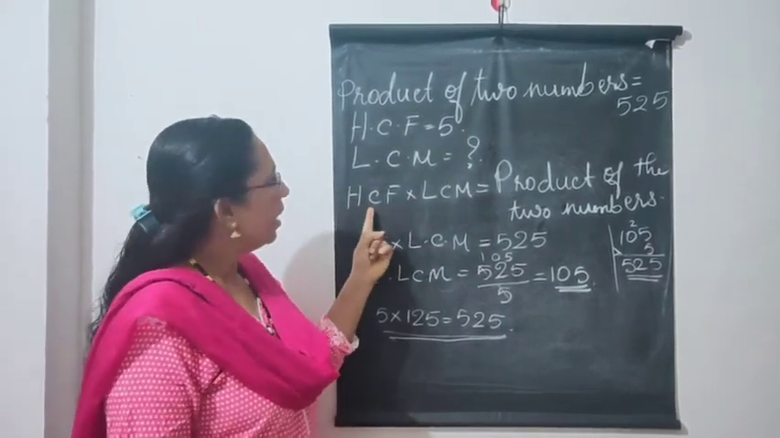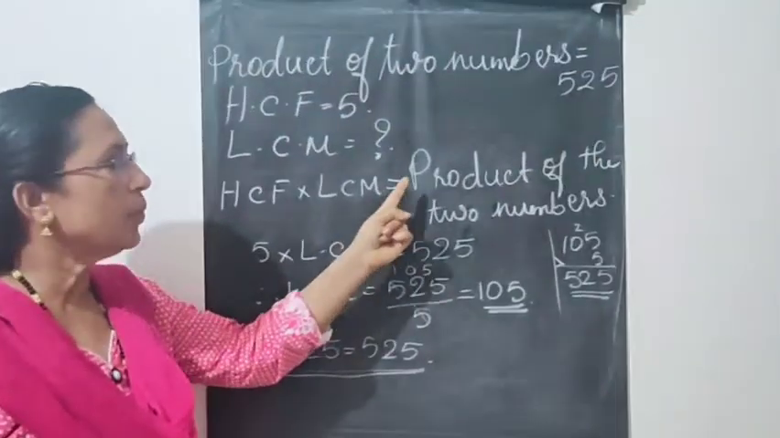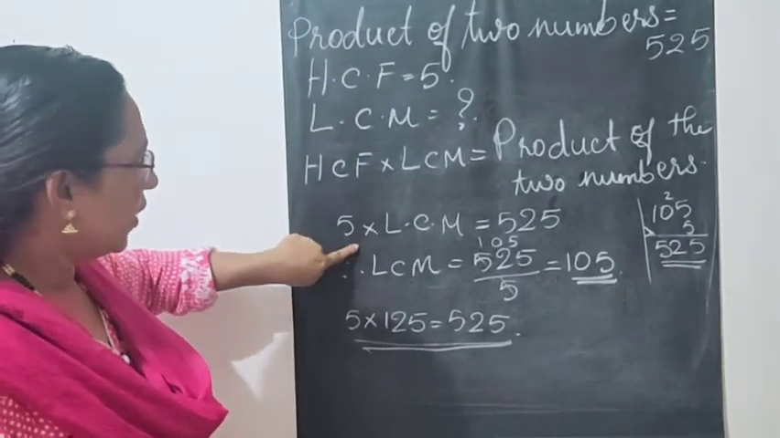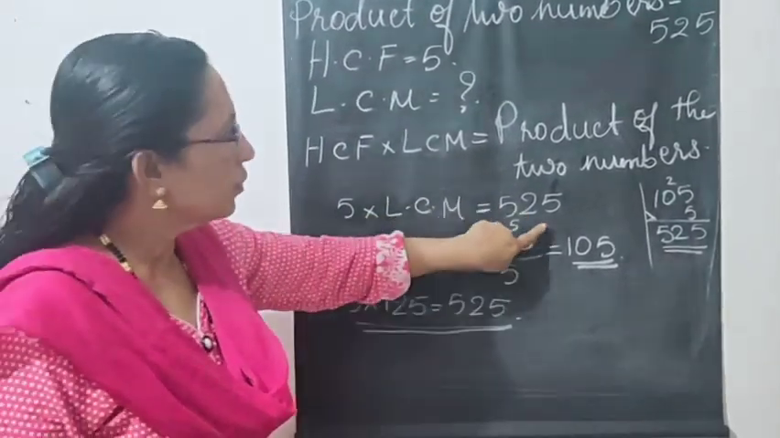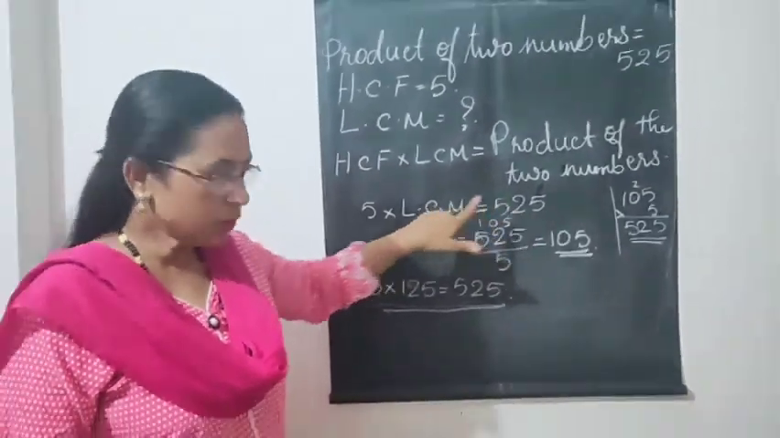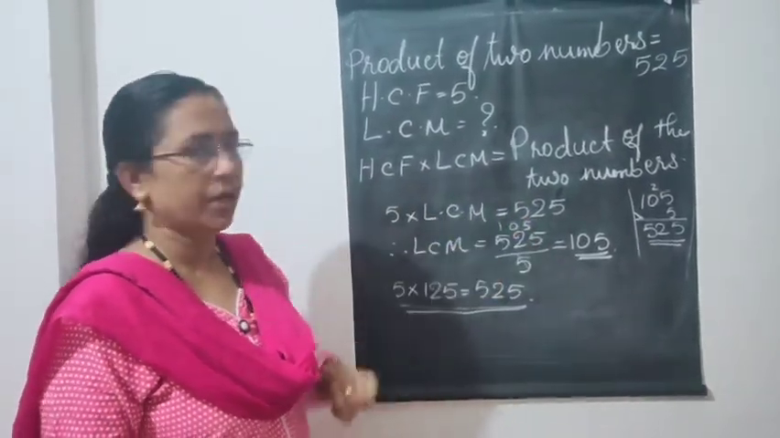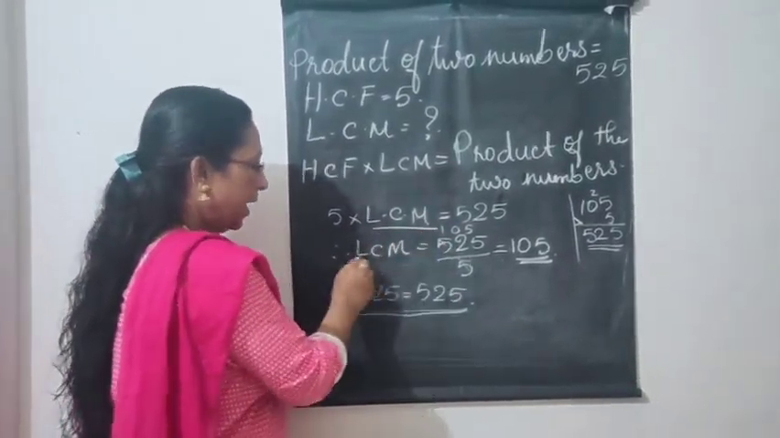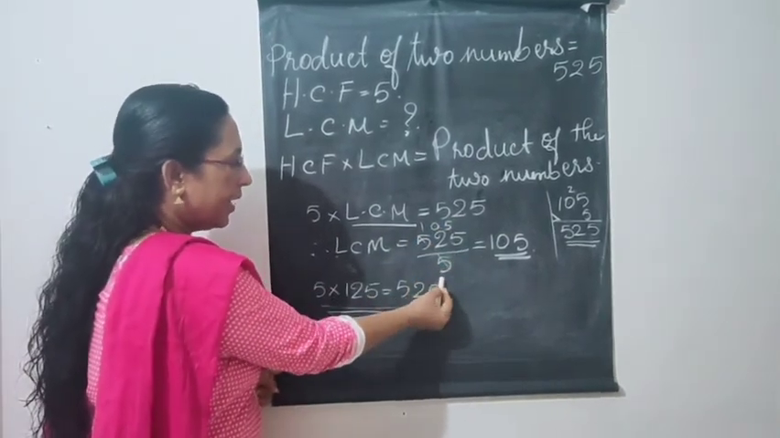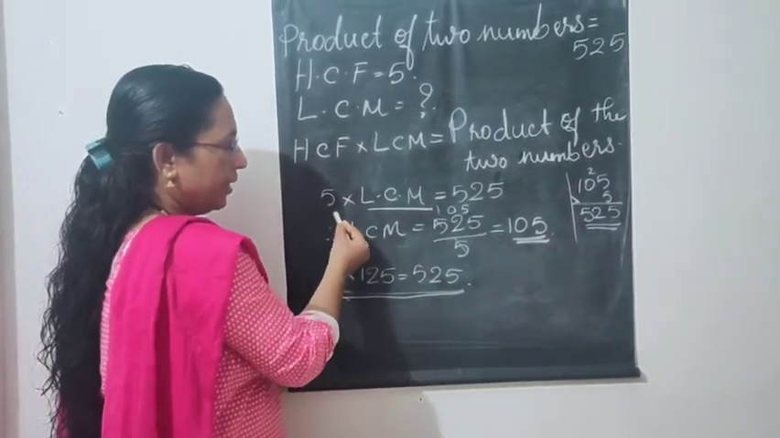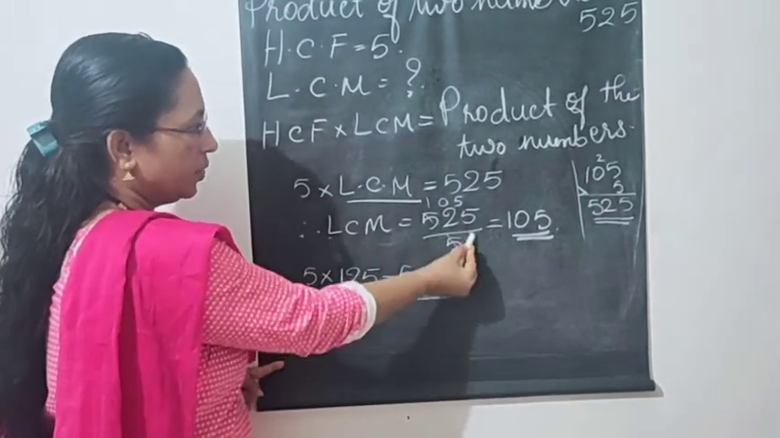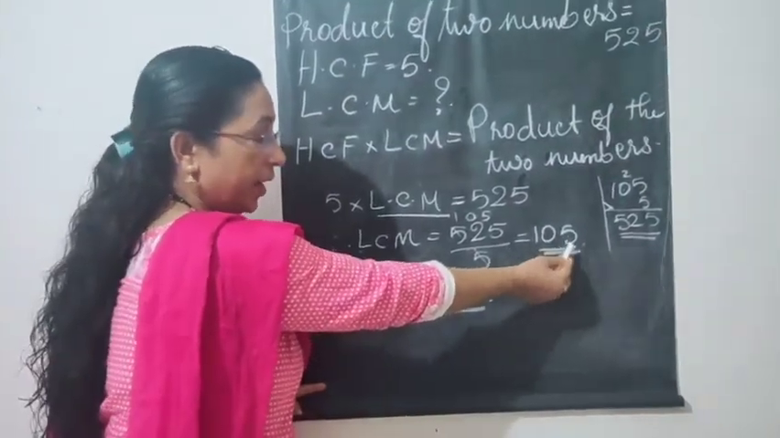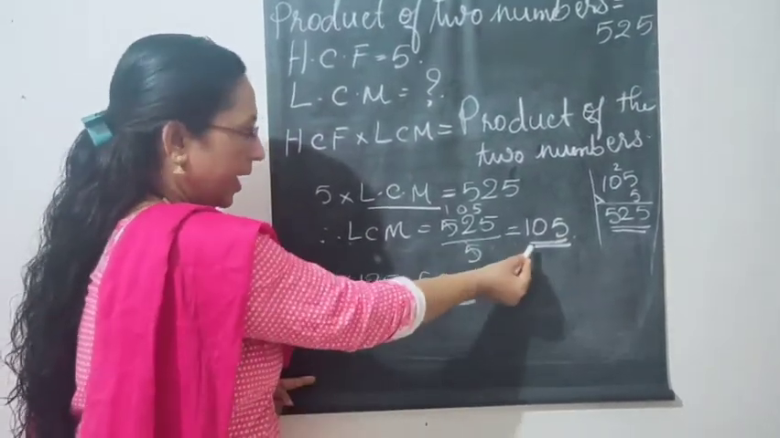We know the formula HCF multiply LCM is equal to product of the two numbers. Apply these all here. HCF is equal to 5, LCM we don't know, and product of the numbers is equal to 525. So write down 5 multiply LCM is equal to 525. Therefore LCM is 525 divided by 5. From left side, one number is going to the right side, so we have to divide. So what answer will come? 105. So LCM is equal to 105.